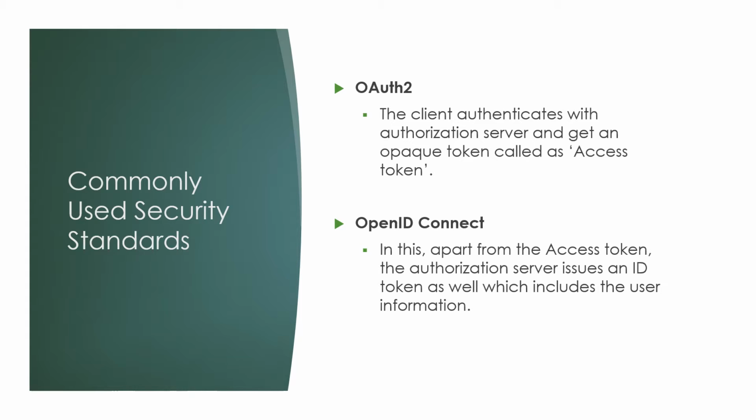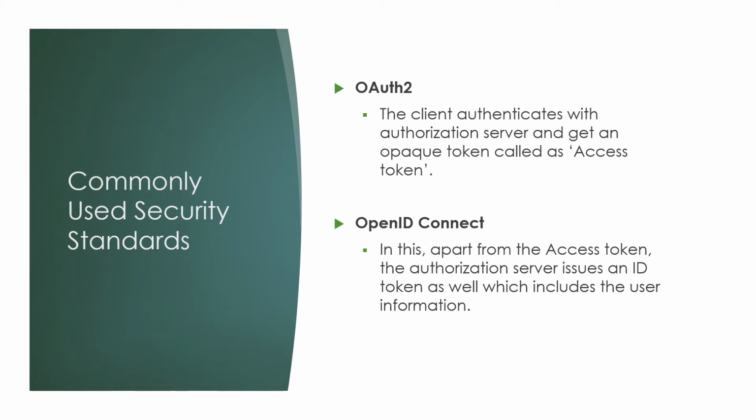The access token has zero information about the user or client. It only has a reference to the user information that can only be retrieved by the authorization server. Hence, this is known as a by-reference token, and it is safe to use this token even in a public network or internet. Next one is OpenID Connect.